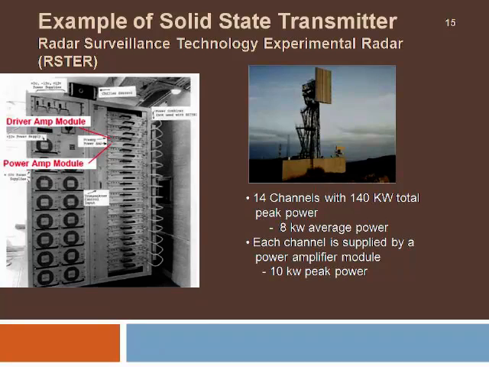Here you can see different power amplifier modules which are used for different antennas. Using a rack-type arrangement, we can have several amplifiers placed in a rack for ease of operation. So here we have 14 channels with 140 kilowatts of total peak power coming out of this amplifier section, which are fed to the antenna array kept outside.